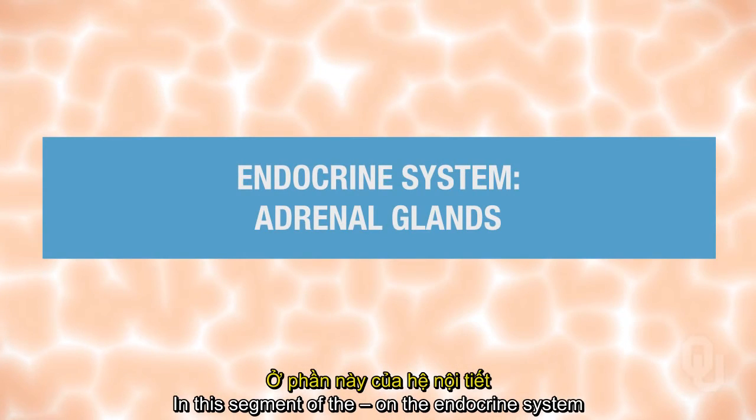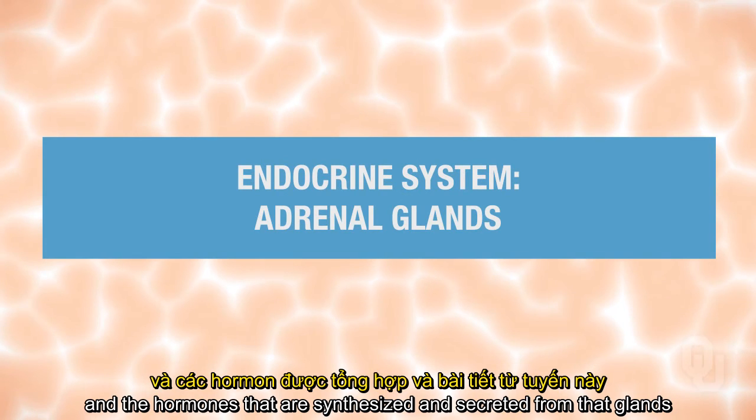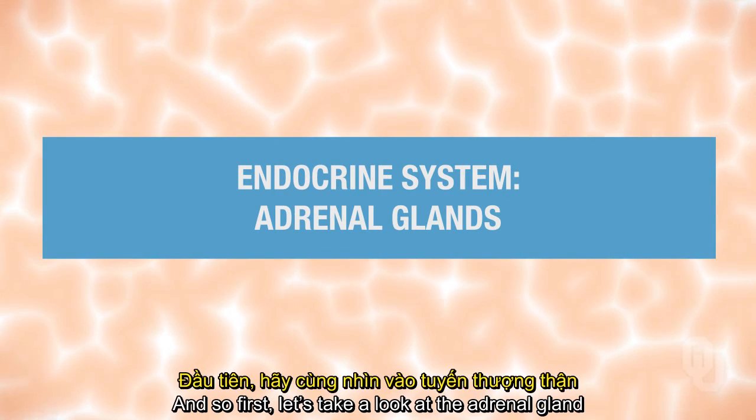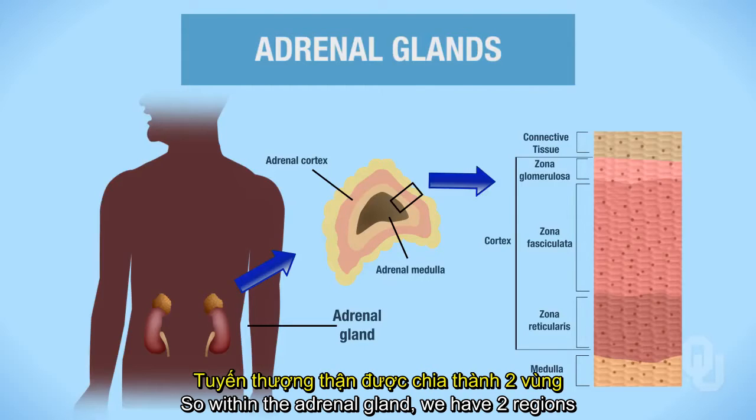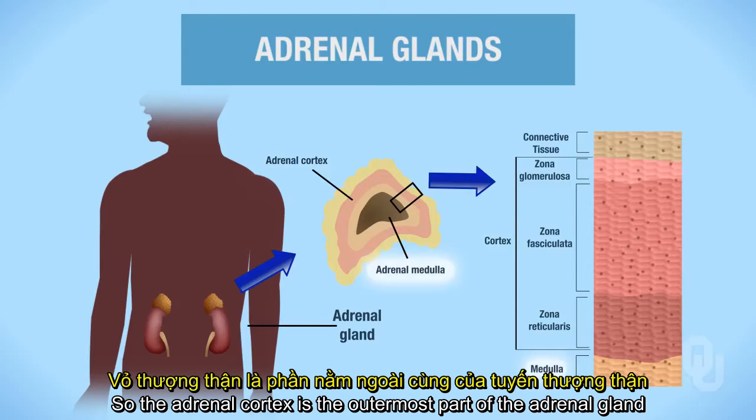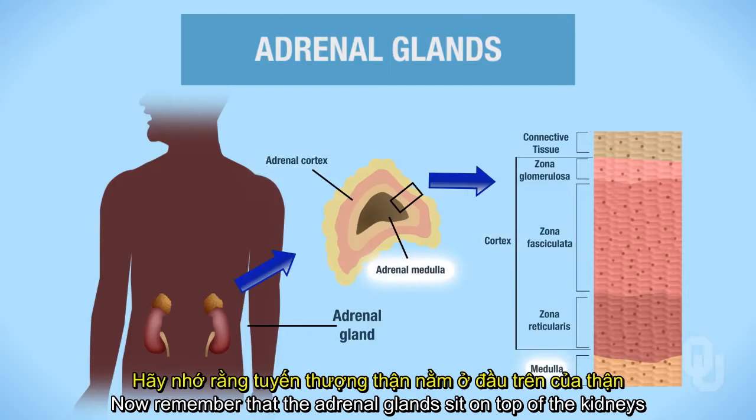In this segment on the endocrine system, we're going to be focusing on the adrenal glands and the hormones that are synthesized and secreted from that gland. And so first, let's take a look at the adrenal gland and look at the two regions of the adrenal gland. So within the adrenal gland, we have two regions. There's the adrenal cortex and there's the adrenal medulla. So the adrenal cortex is the outermost part of the adrenal gland, whereas the adrenal medulla is the innermost part.